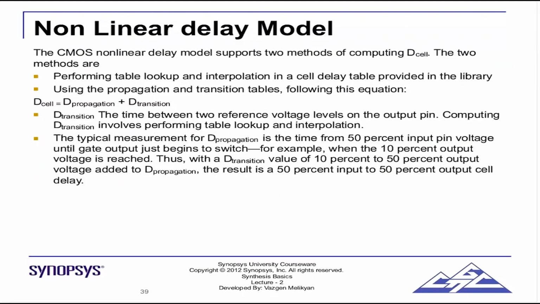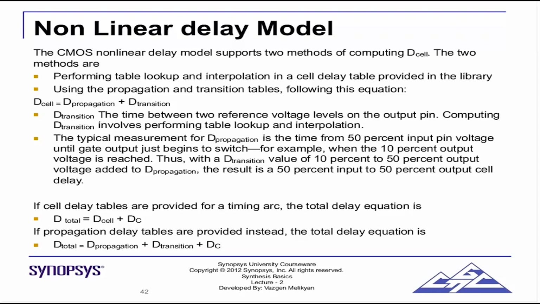Now D cell is broken into two parts, D propagation and D transition. So there are two tables, one is the propagation, one is the transition table. Now to conclude, both propagation and transition are again lookup tables, giving the time between two reference signals on the output pin, and both of the processes require interpolation. So the typical measurement for D propagation is again 50%. We mentioned this. And thus a D transition value from 10%.